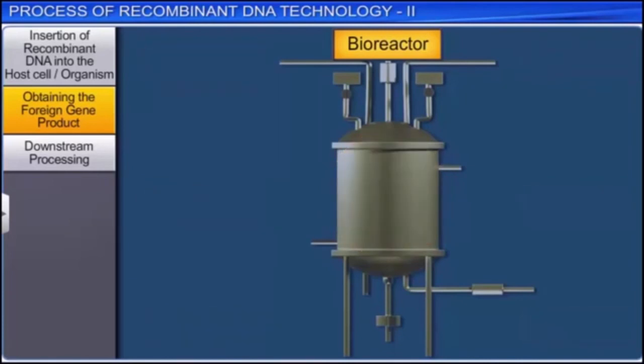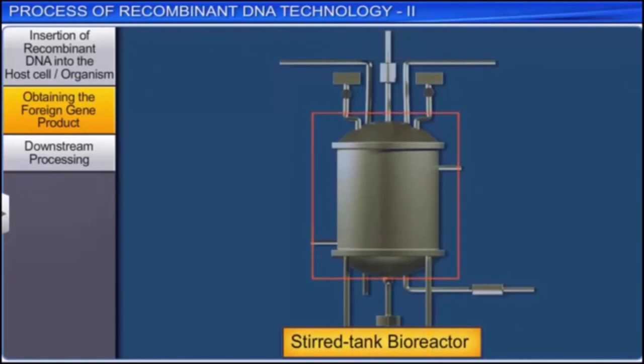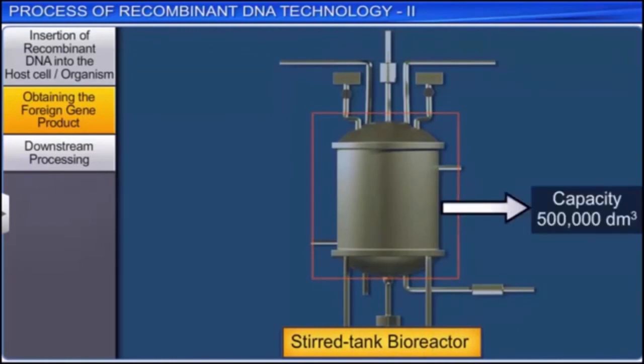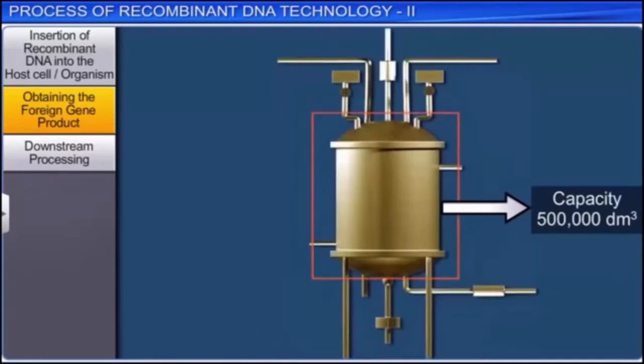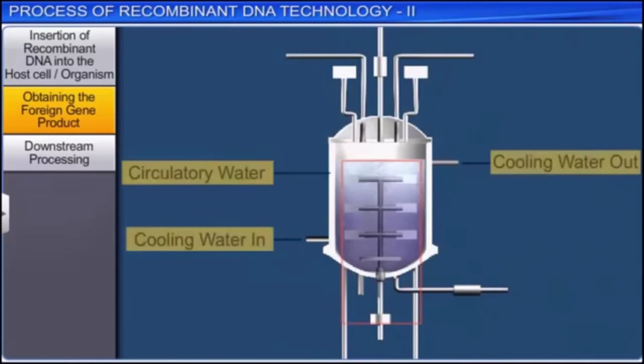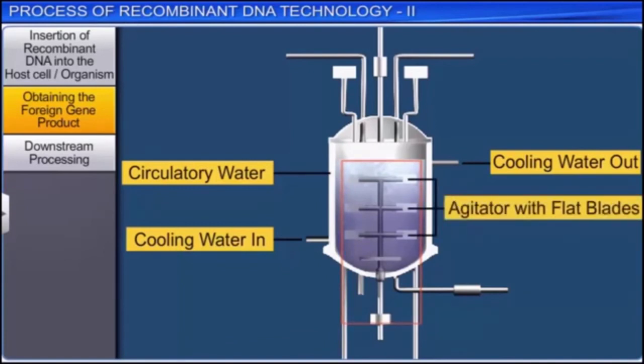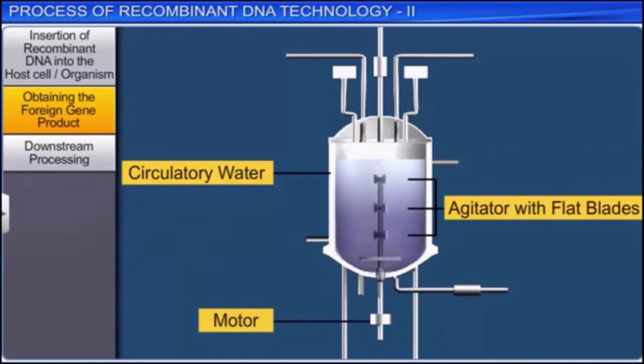The most commonly used bioreactor is the stirred tank type, which consists of a large stainless steel vessel with a capacity of up to 500,000 decimeter cube. Around the steel vessel is a jacket of circulatory water used to control the temperature inside the bioreactor. There is also an agitator inside the bioreactor comprising a series of flat blades which can be rotated with the help of a motor. This ensures thorough mixing of the contents so that nutrients come in close contact with the microorganisms. The agitator also prevents settling of the cells at the bottom.